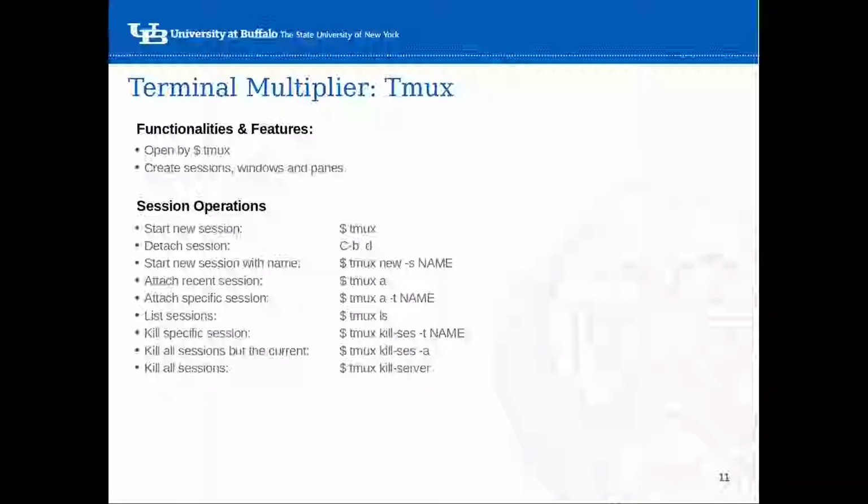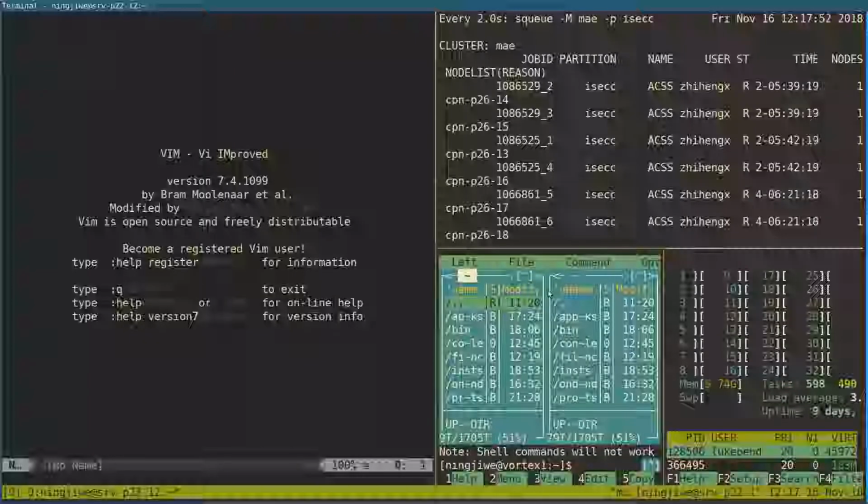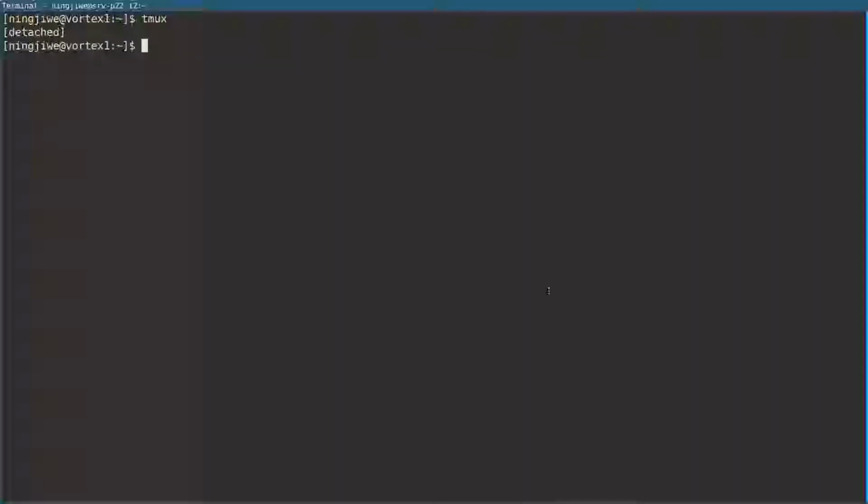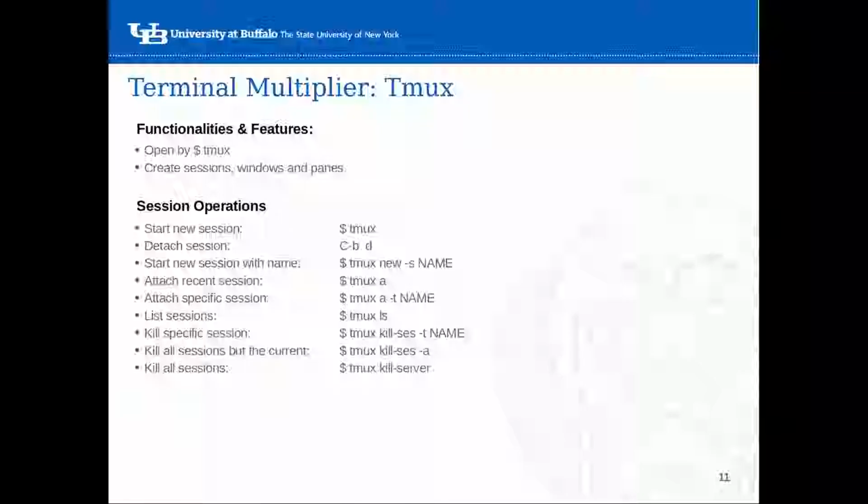So let's try that. Right now I'm in this session. So I use Control B, then D, and I go back to the original terminal. But I can use tmux ls to show all the sessions I currently have. So right now I only have one session, right? I can build a new session. I don't remember the name of that. So this is start a new session with a name. So I will use tmux new -s name to start a new session. Let's try that.